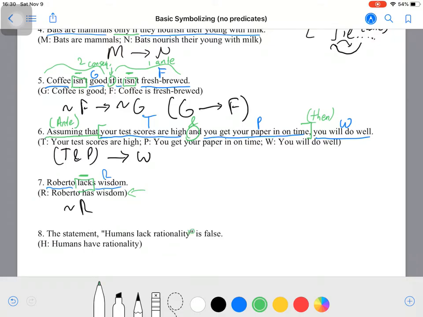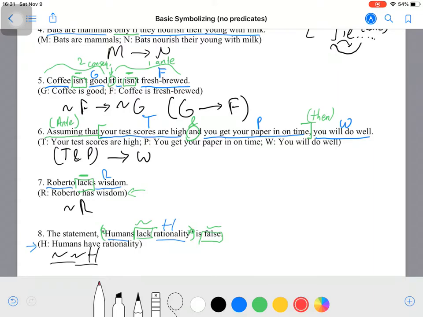8 has quotations, which means everything here is going to be in parentheses. Notice that we have a "false" outside. And then "lack" is going to be a negation. And then humans have rationality is H. And we know that we would translate "humans lack rationality" as negation H, since down here, that's what our key is saying. So first we're going to do the inside of the parentheses, not H, and then "is false." So the statement, humans lack rationality, is a false statement.